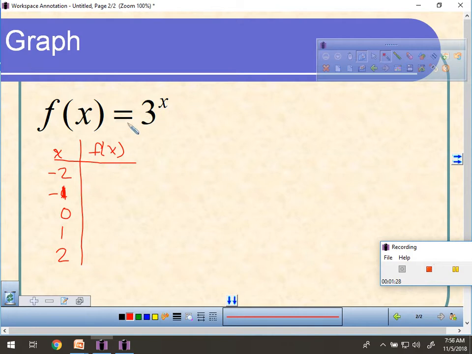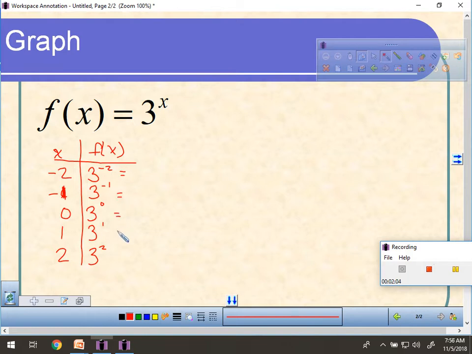What I mean by that is, for 3 to the x, you would have 3 to the -2, then 3 to the -1, for 0 that would be 3 to the 0, for 1 that's 3 to the first, and for 2 that will be 3 squared. So you're literally plugging in -2, -1, 0, 1, and 2 into your function.